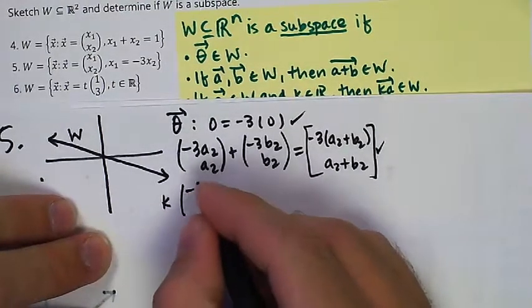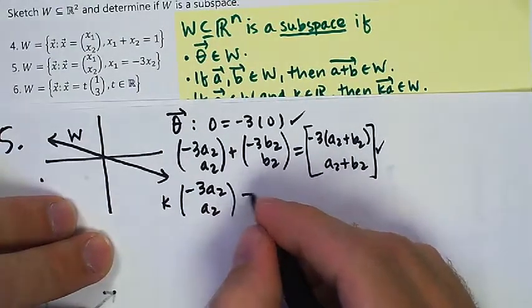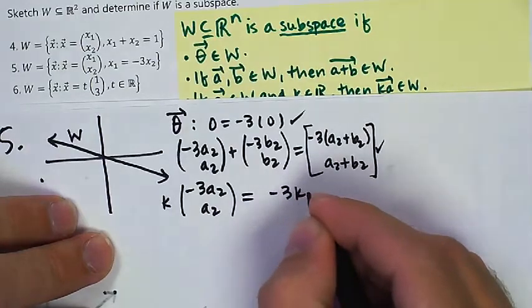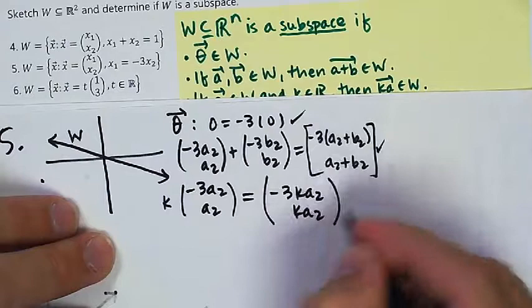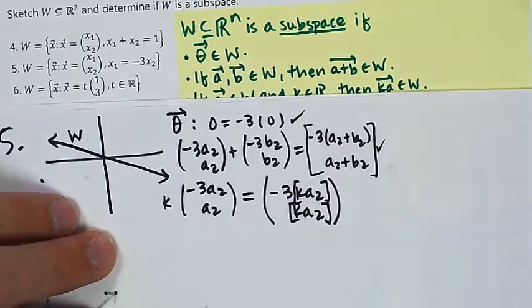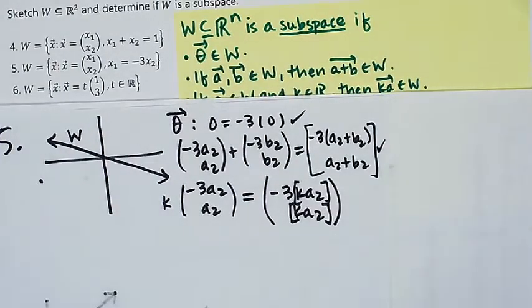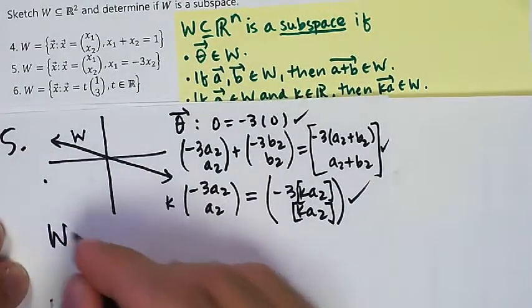But okay, anyway, negative 3a2 and a2, this is negative 3ka2 and ka2, right? But if I use the associative property of multiplication of real numbers, I could say, oh wait, hey look, the first component is negative 3 times the second component, still in W, okay? So this is a subspace.